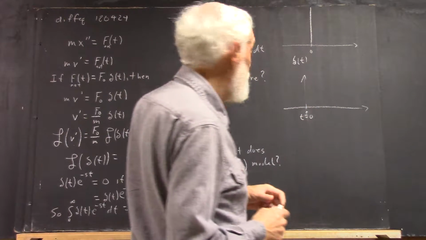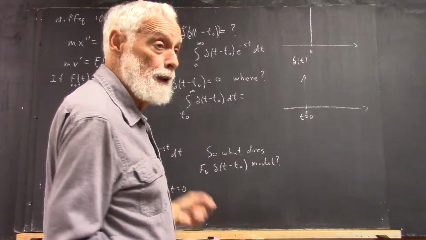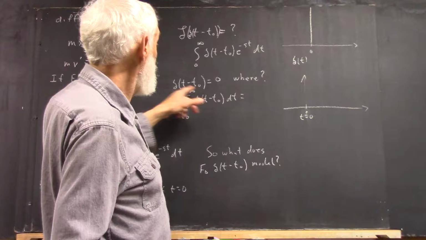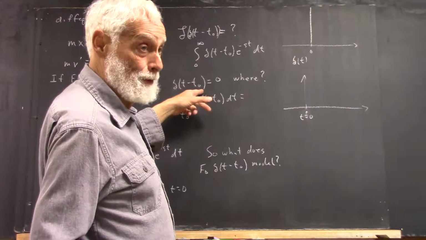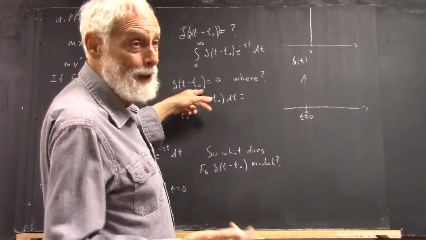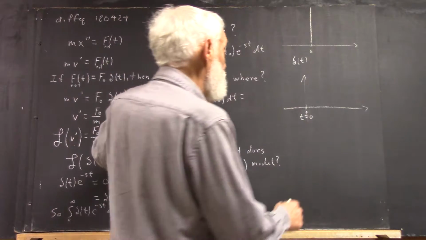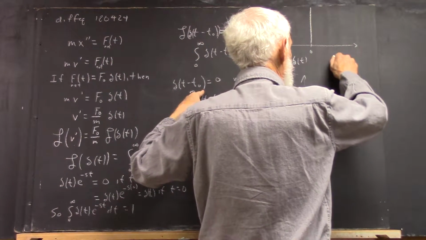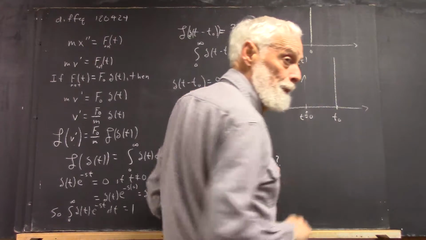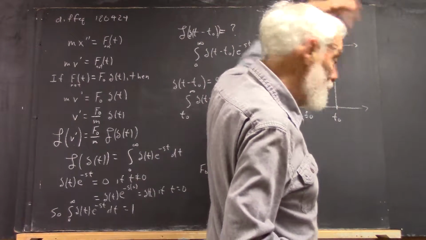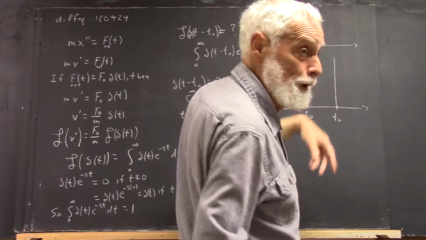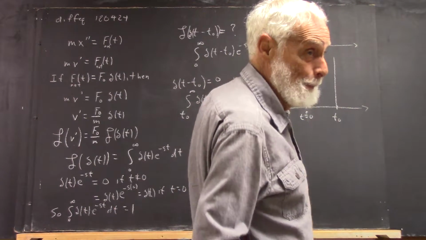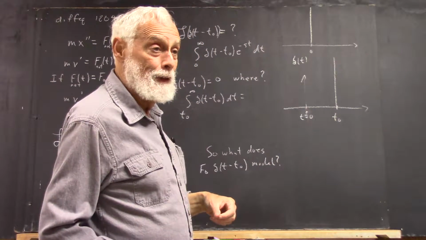Your delta of t minus t naught is 0 where? Well, anytime t doesn't equal t naught. So where's the spike? It's at t naught. So here's t naught, and here's your spike. The spike doesn't stop, but I don't want to go through this graph. So this window ends here, but the spike keeps going. All right, that makes sense.